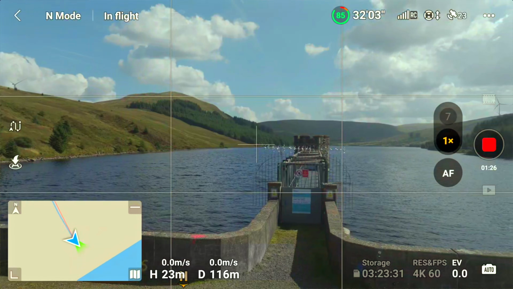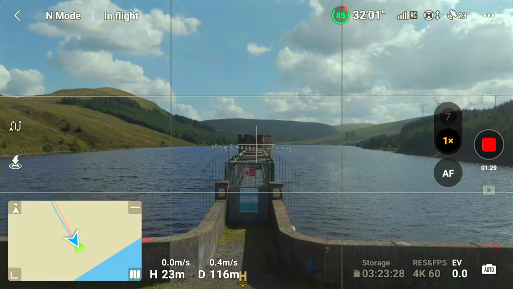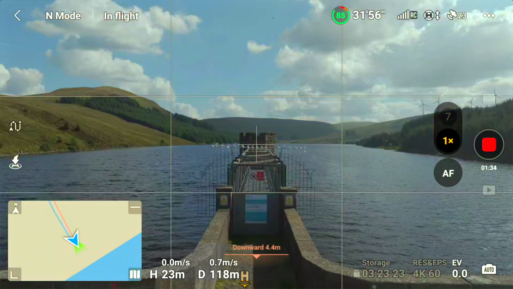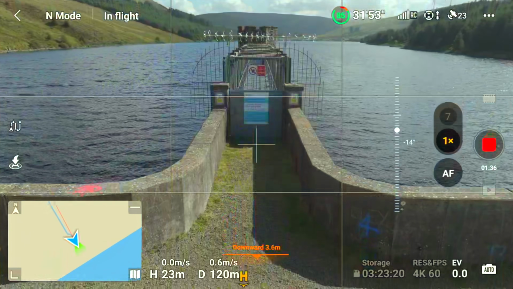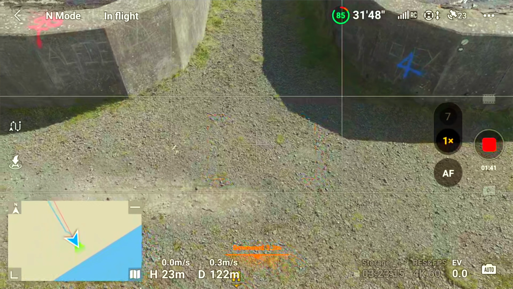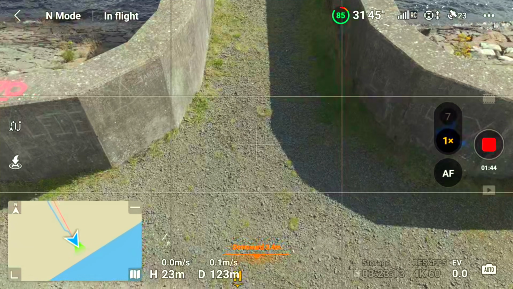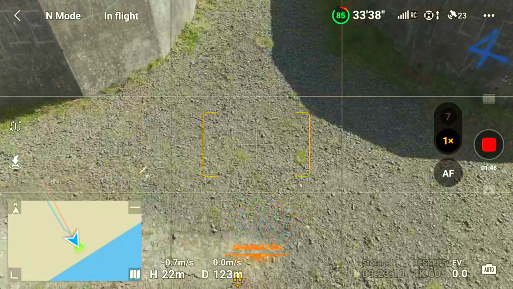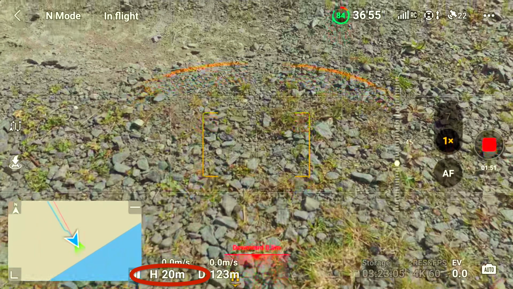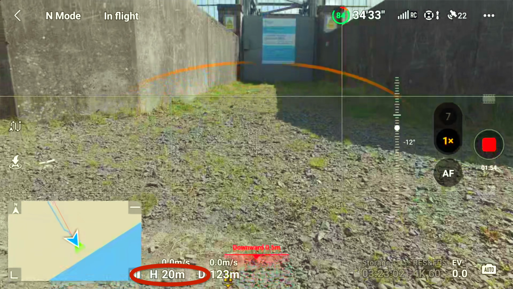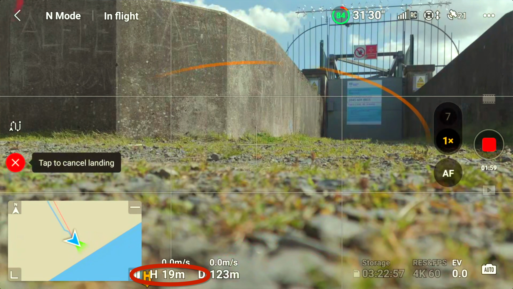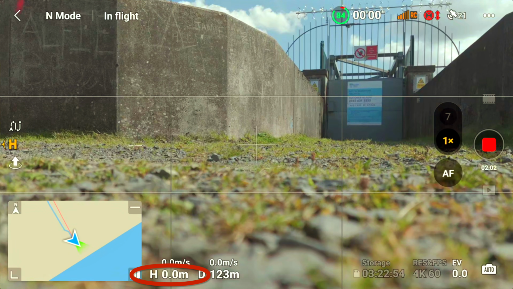And now I'm going to land just in there. And watch what happens to the height. So the height has reset to 0.